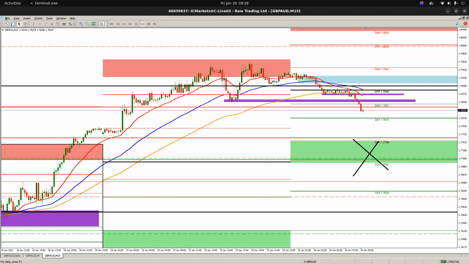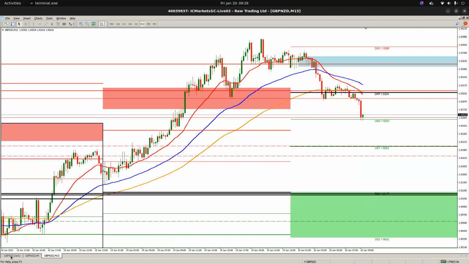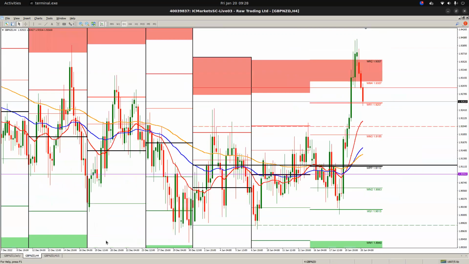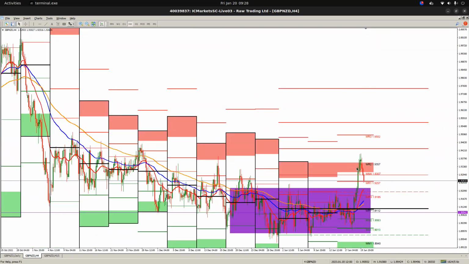Potential target. Okay, cool. Then looking at the pound Kiwi on the daily time frame, it trapped the range, price broke out, and price is coming back down right now. On the H4 time frame, we did not get the breakout pullback. Look at this horrible range, right? Nasty. Okay, cool. So we've got price coming off the profit taking zone.